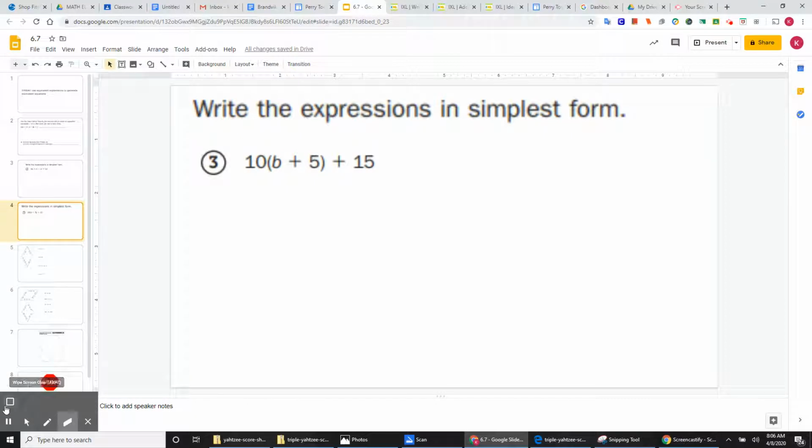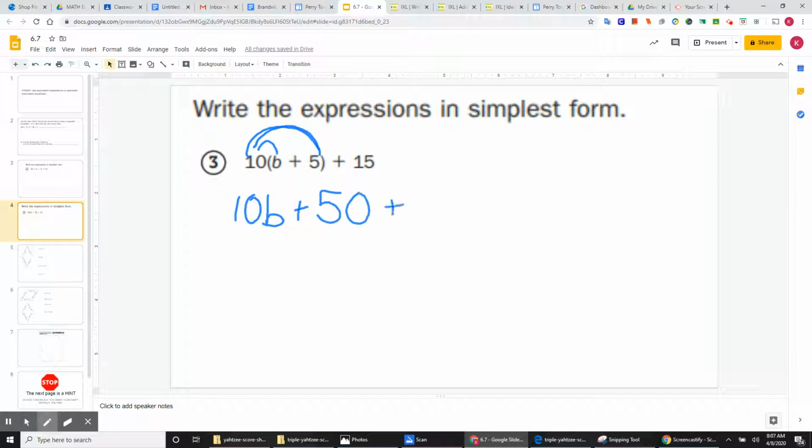My next problem says write this expression in simplest form. You will see a lot of these on your puzzle where it has the distributive property. Remember, if you have that number on the outside of the parentheses, you are going to distribute that to both of the numbers in the parentheses. So this is like 10 times b, so 10b plus 10 times 5, which would be 50, plus 15.